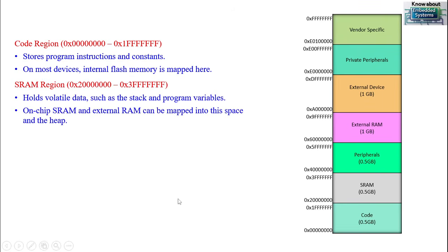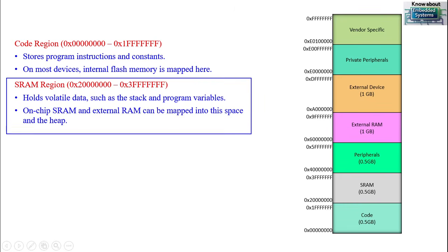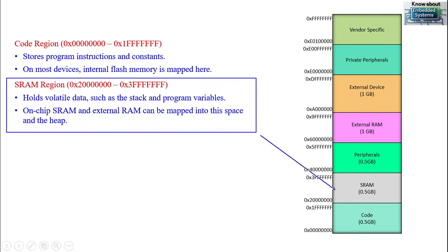The second one is SRAM, static RAM. This static RAM is also allocated 0.5 GB, and in this SRAM we will be allocating our dynamic memory, such as the stack and heap that we are going to use.